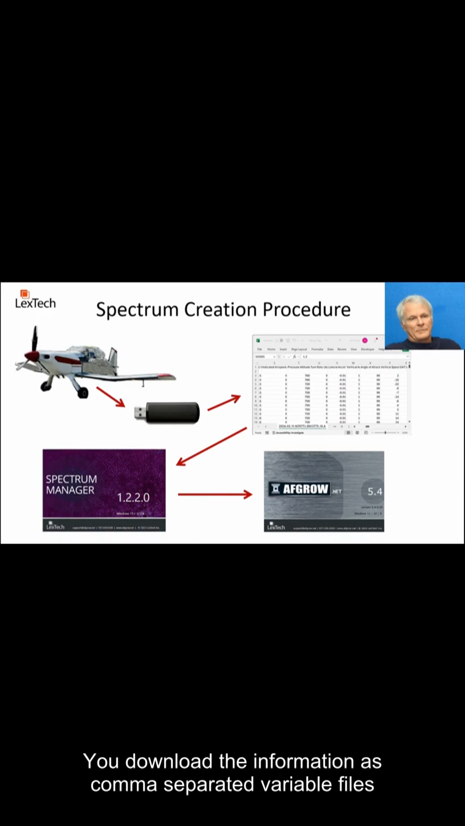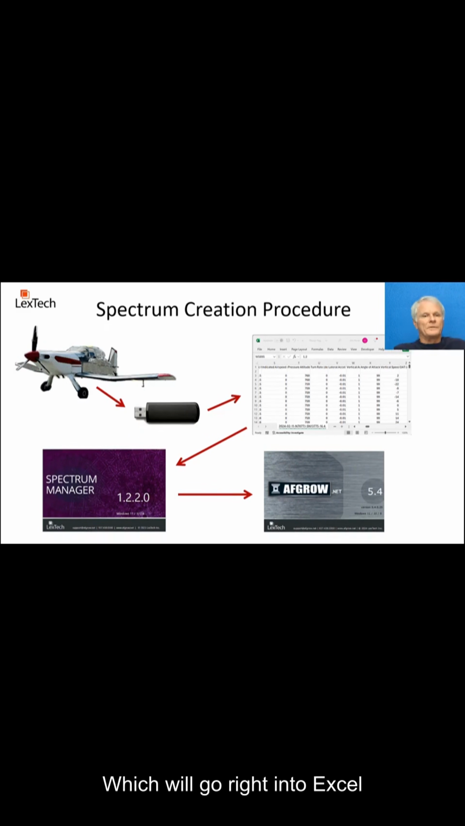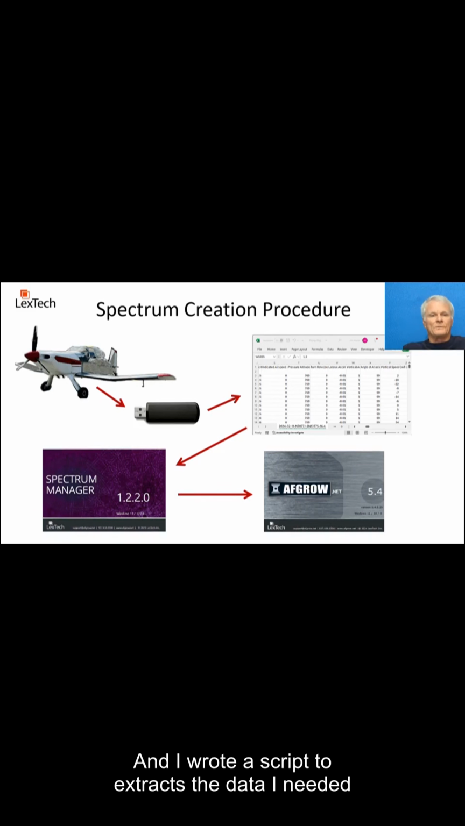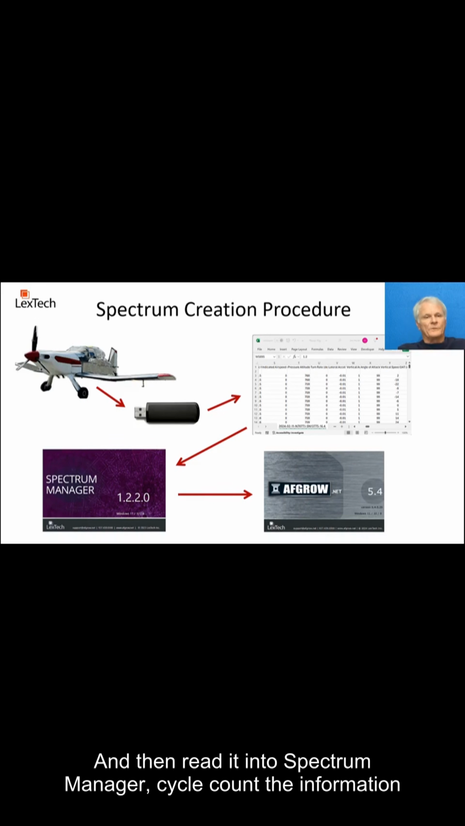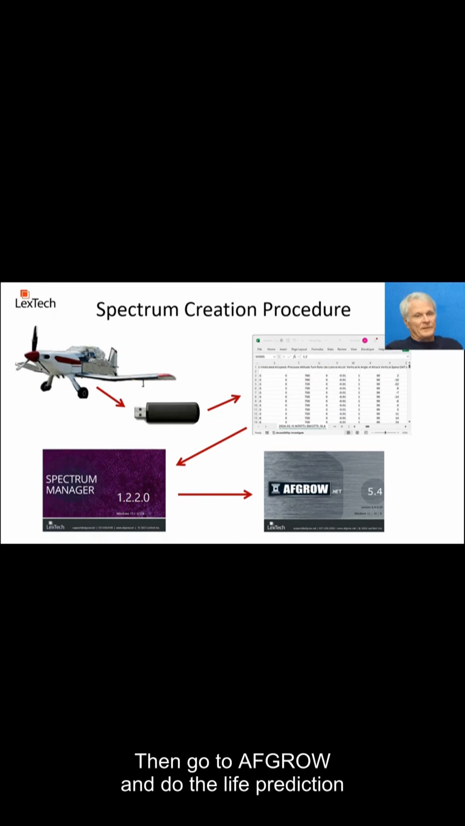You download the information as comma separated variable files, which will go right into Excel, and then you have the data in Excel. Then I wrote a script to extract the data I needed to calculate the loads, and then read that into the Spectrum Manager, cycle count the information, and then go into AFGROW and do the life prediction.